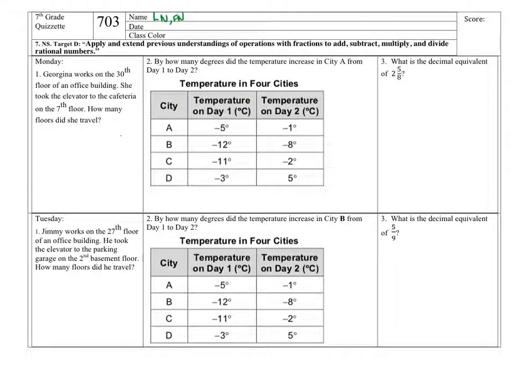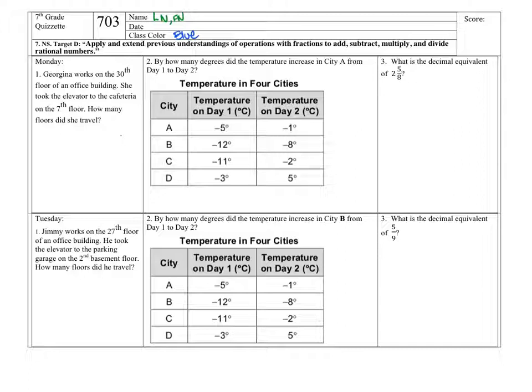Today we'll be watching a Quizzette video on Quizzette 703. As always, make sure you write your last name, comma, first name, today's date, and today I'll say that I am blue for my class color. Number one on this Quizzette is going to give you a scenario, and you're going to have to figure out what integer it's asking you about.